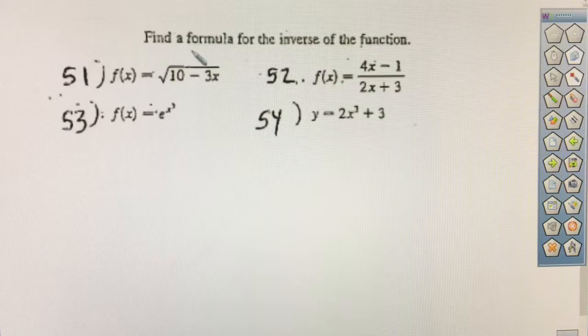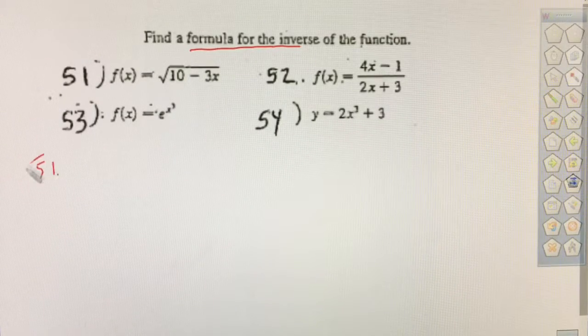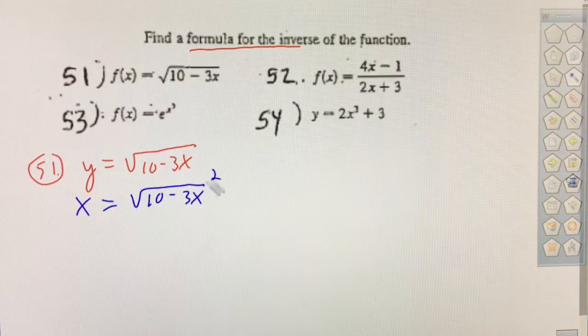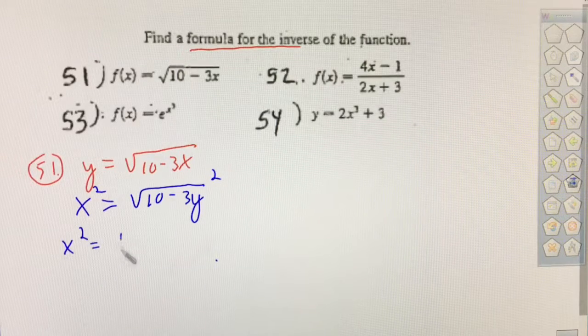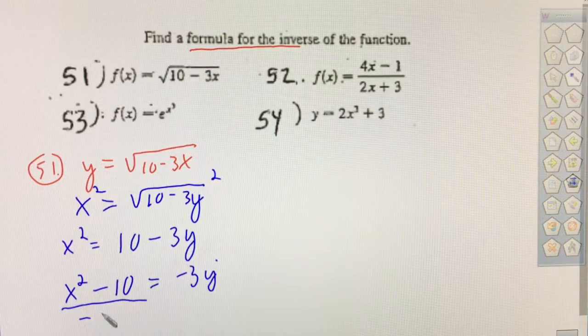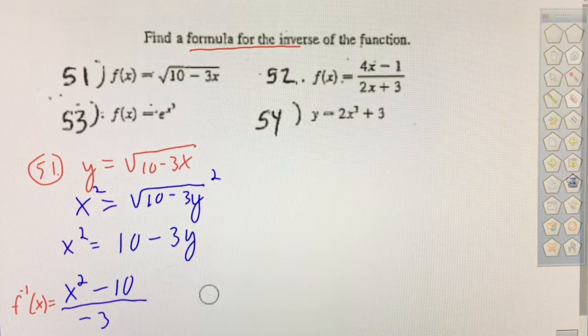Number 51, they want me to do the inverse function. So inverse for 51. I like these. I'm going to rewrite it as y equals the square root of 10 minus 3x. Flip-flop the x and y, so it's going to give me a new equation of x equals the square root of 10 minus 3y. Solve it for y now. Square both sides, that's x squared equals 10 minus 3y. Subtract 10, so it's going to give me x squared minus 10 equals negative 3y. Divide both sides by negative 3. And my inverse is going to be f inverse of x equals that. And I'm going to get rid of this over here to make it look more fancy.